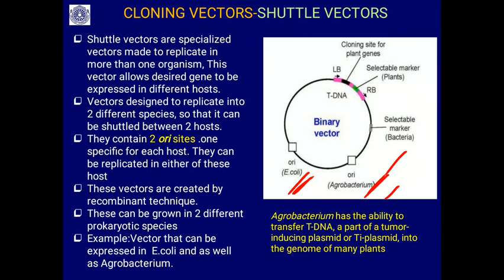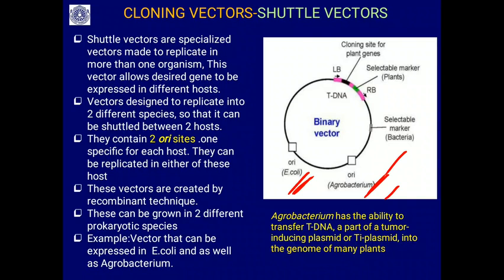These vectors are created by recombinant technique. Through genetic engineering, this vector is created or generated. They can be grown in two different prokaryotic species, so the vector can be expressed in E. coli or else in Agrobacterium.